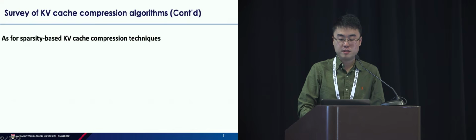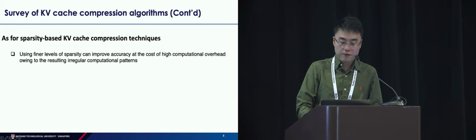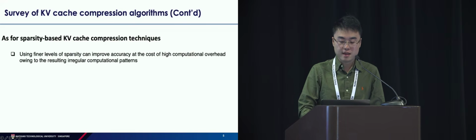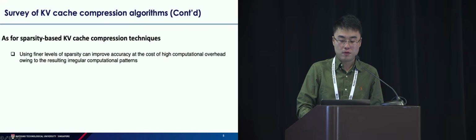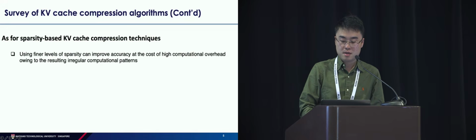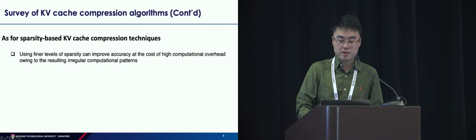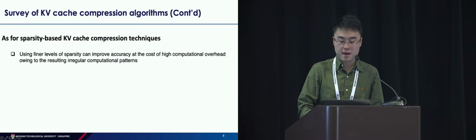Here we discuss sparsity-based KV cache compression techniques. First, we investigate the granularity of KV cache compression, including token level, layer level, head level, and channel level. Similar to quantization-based techniques, pursuing finer granularity in sparsity-based methods can yield improved accuracy at the cost of high computational overhead due to the irregular computational patterns.